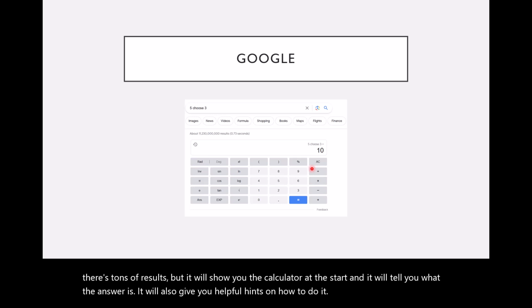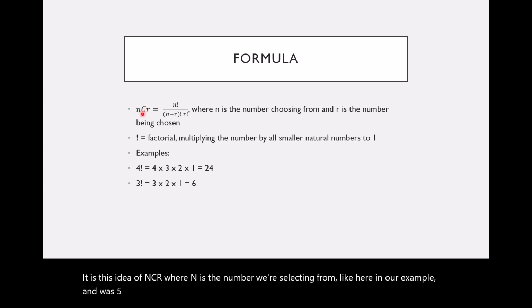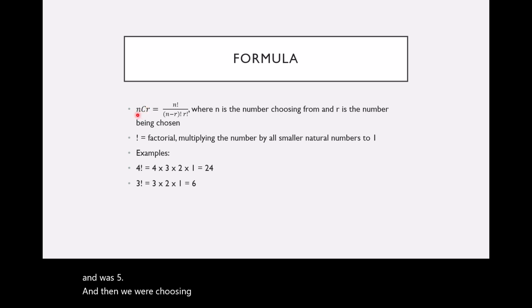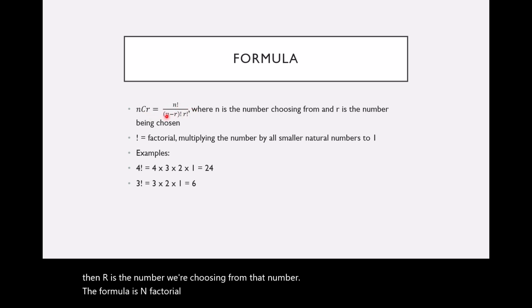There is a formula here. I'm going to introduce the formula to you, and you're not expected to know it. But the formula is this. It is this idea of nCr, where n is the number we're selecting from, like here in our example, n was 5. And then we were choosing 3 of the 5. So n is the number we're working with, and then r is the number we're choosing from that number. The formula is n factorial divided by the quantity n minus r factorial times r factorial.